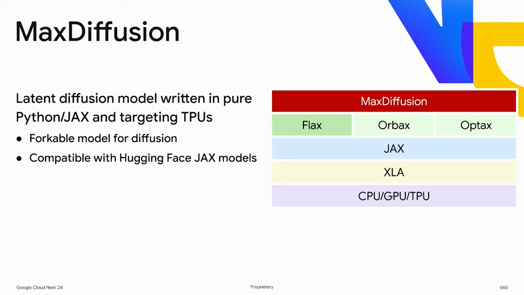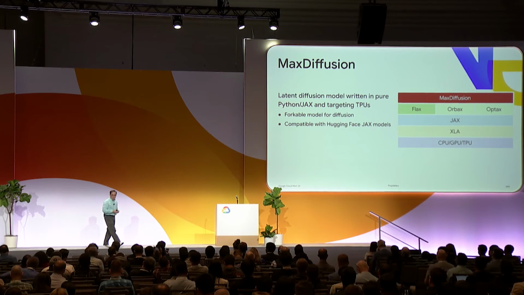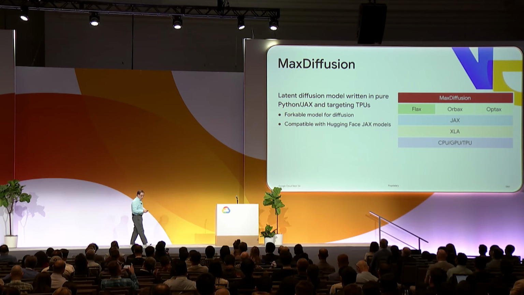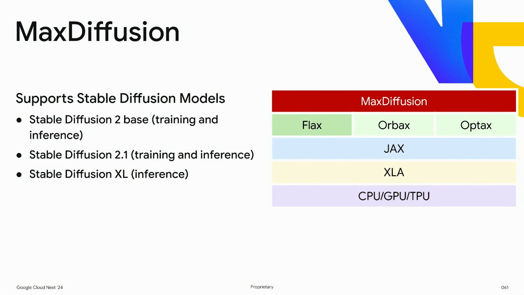There's also MaxDiffusion, which we announced today. Or actually, no, I'm sorry, we announced that back in February, or we released it back in February. I think we announced it today, something like that. Anyway, MaxText is for LLMs, MaxDiffusion is for diffusion models. So very similar, it's the same kind of approach. It includes the Hugging Face JAX models, and includes Stable Diffusion as well. So Stable Diffusion 2, 2.1, and XL. XL is inference only.